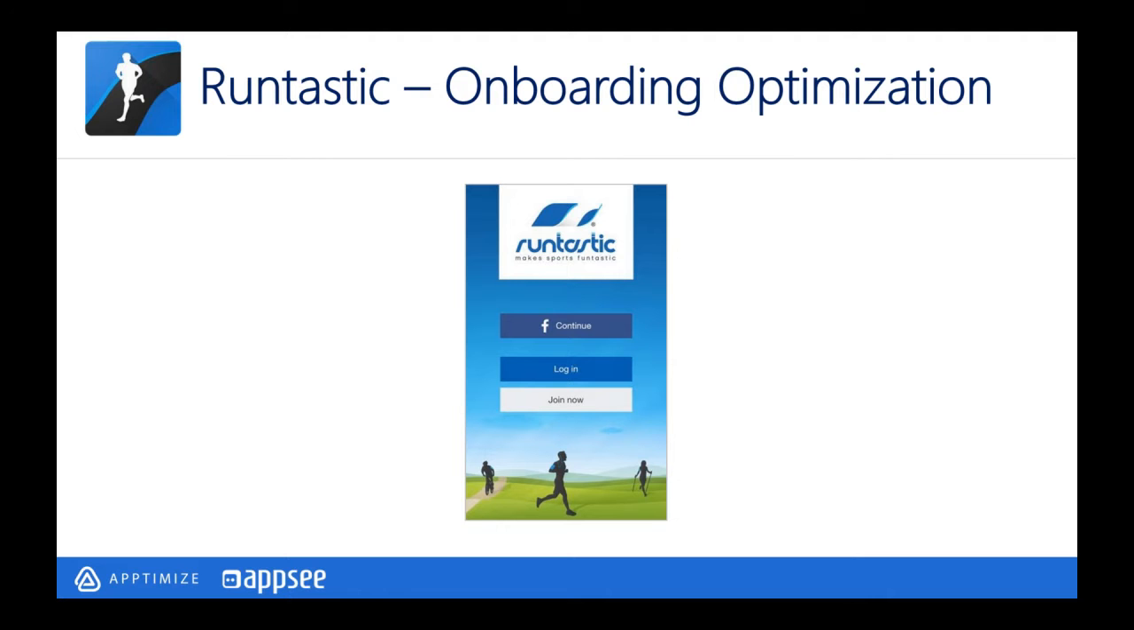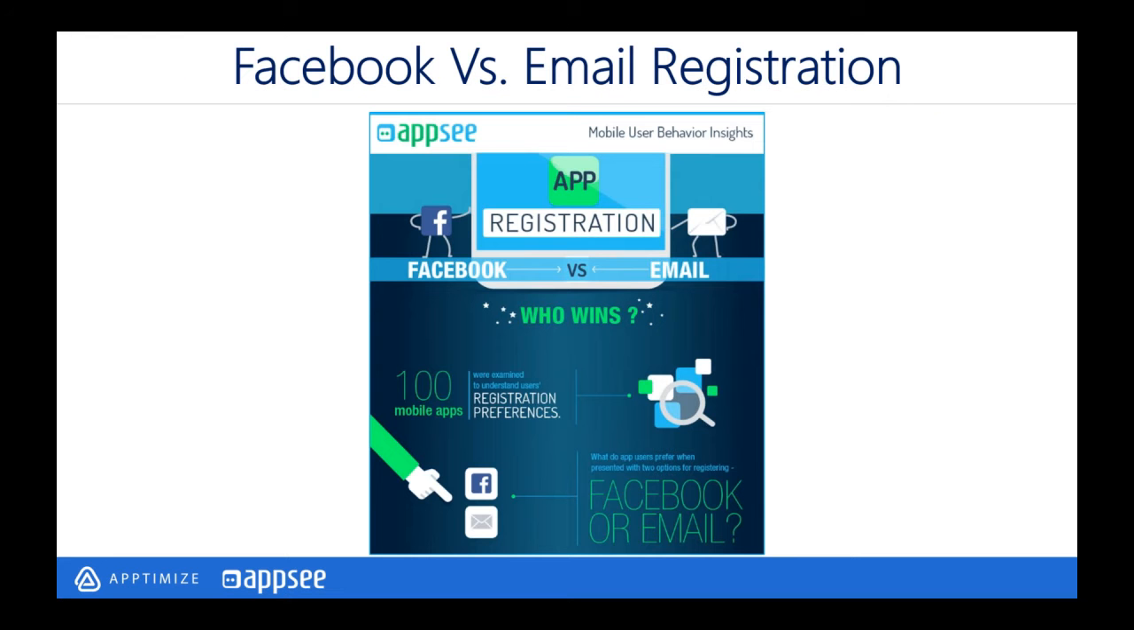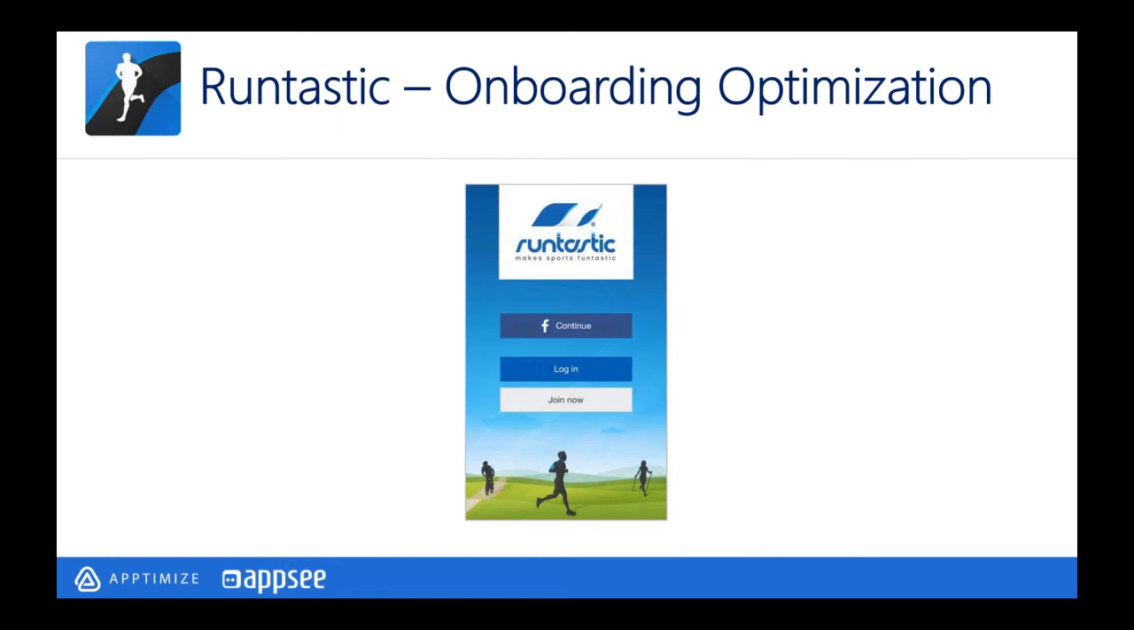And one of the most important questions regarding onboarding is what type of registration should I offer? So one quick insight we wanted to share with you today. AppSee has recently conducted a research that included 100 apps to understand what users prefer when they register to a new app. So we've tested apps that offered both Facebook and email registration. And we learned that when offered both, actually 56% of users prefer an email registration over Facebook.